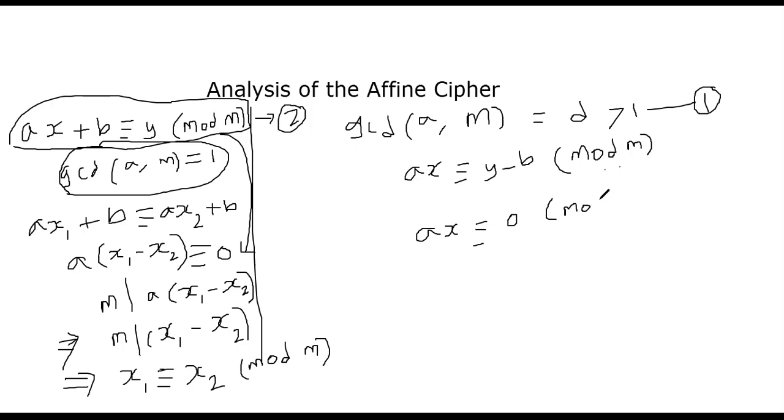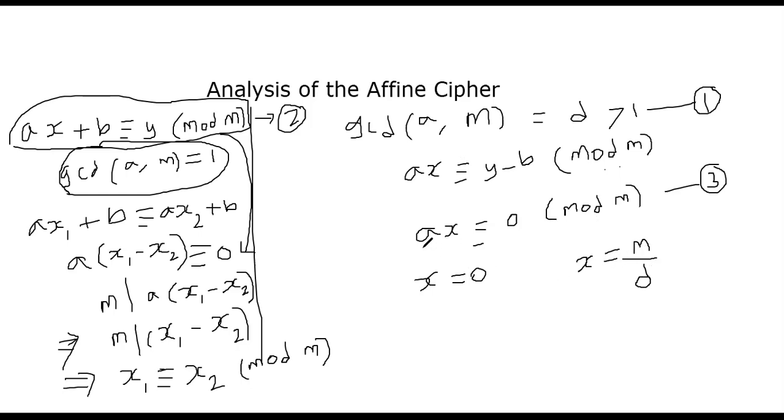Now let's think about the scenario of this equation number 3. One solution is clear: x equal to 0 is one solution, because if you put 0 in equation number 3, 0 times anything is 0. That's good. But I'm going to show you there is at least one more solution. What if my x is m by d? m by d must be an integer, remember, because the GCD of a, m is d. That means m by d must be an integer. So what if my x is m by d?